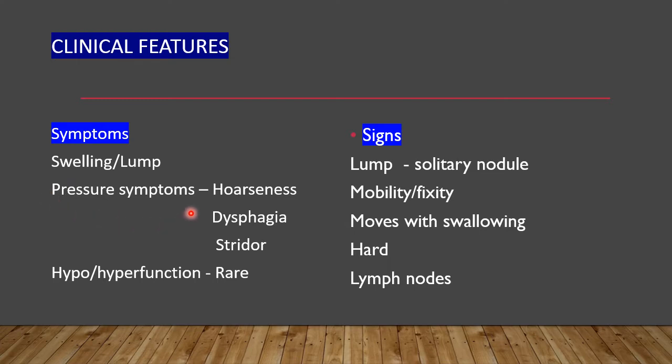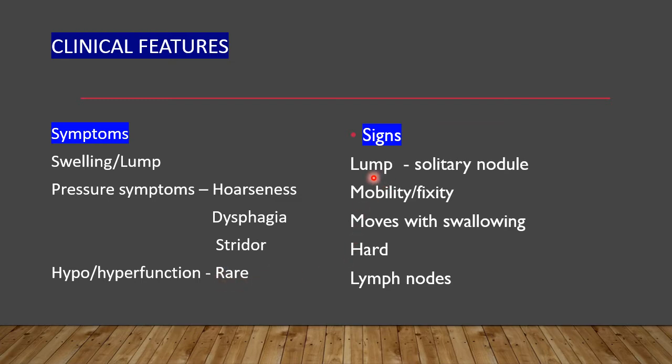Then the pressure symptoms due to the swelling or the lump, which are 3 of them: hoarseness of the voice due to pressure on the recurrent laryngeal nerve, dysphagia due to pressure on the esophagus, and stridor, which is a late symptom due to pressure on the trachea, which the thyroid lobes straddle. Hypo and hyperfunction symptoms are rarely encountered in malignant lesions of the thyroid.